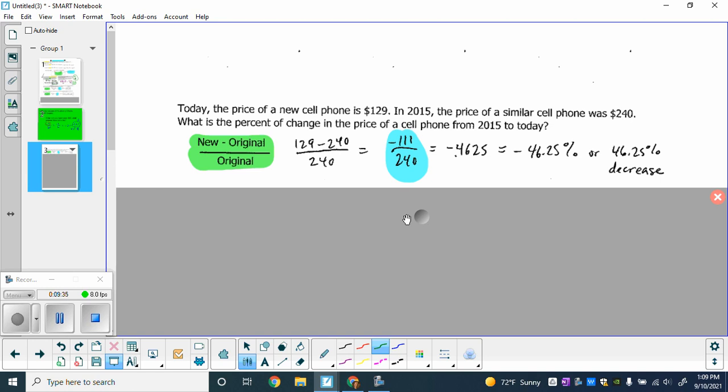So today the price of a new cell phone is $129. Now back in 2015, the price of a similar cell phone was $240. So I just want to know what the percent of change is in the price of a phone from 2015 to today. So today is the new price. Today is now. That's my new price, $129. And it used to be $240. So when I subtract, I can see it's now $111 cheaper. I'm saving $111 by buying it today.